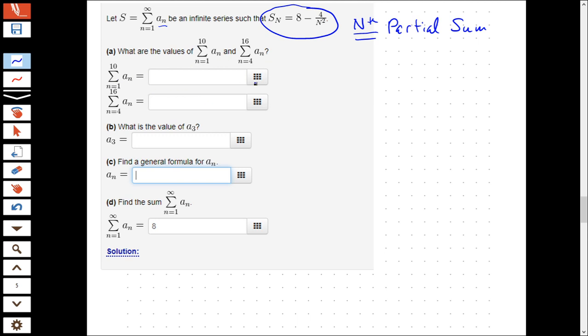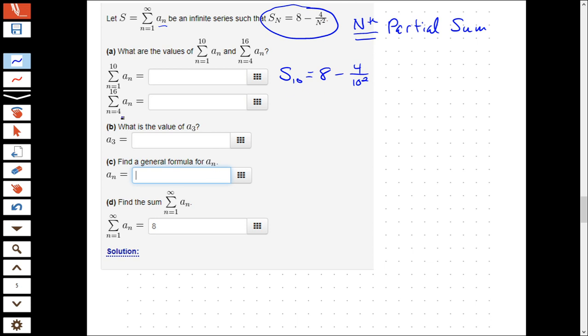So down here in question A, where it says the sum of the series from 1 to 10, a sub n, equals what? This is just saying what is the 10th partial sum. So that's going to be 8 minus 4 over 10 squared. Easy, that's the sum of the first 10 terms.